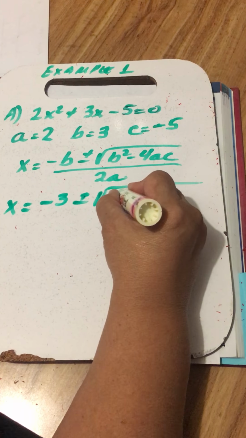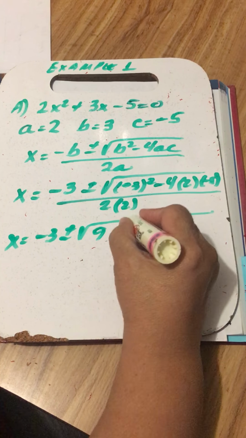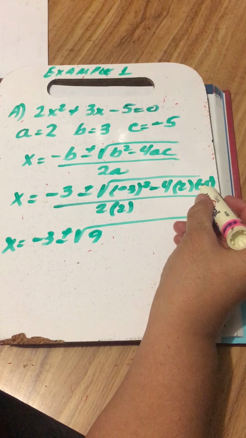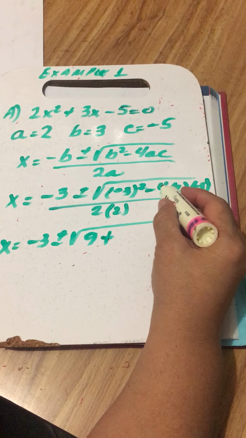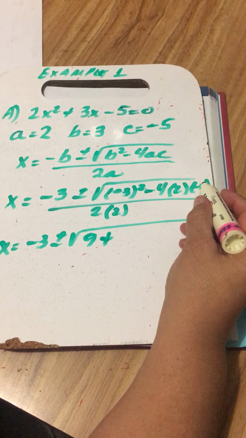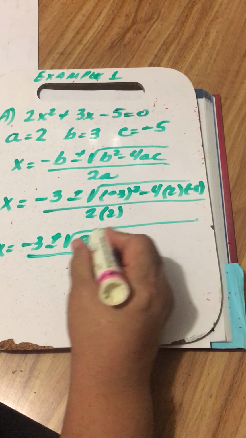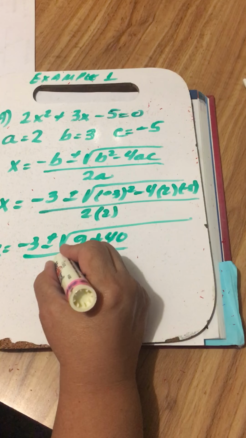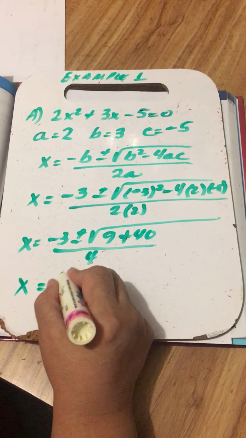Then x is going to be minus 3 plus or minus the root of minus 3 squared, remember minus times minus is positive. 3 times 3 is 9. Then minus times minus is going to be positive, then I have 2 times 4 is 8, times 5 is 40. Divide by 2 times 2, which is 4. Then I obtain x equals minus 3 plus or minus the root of 49 divided by 4.